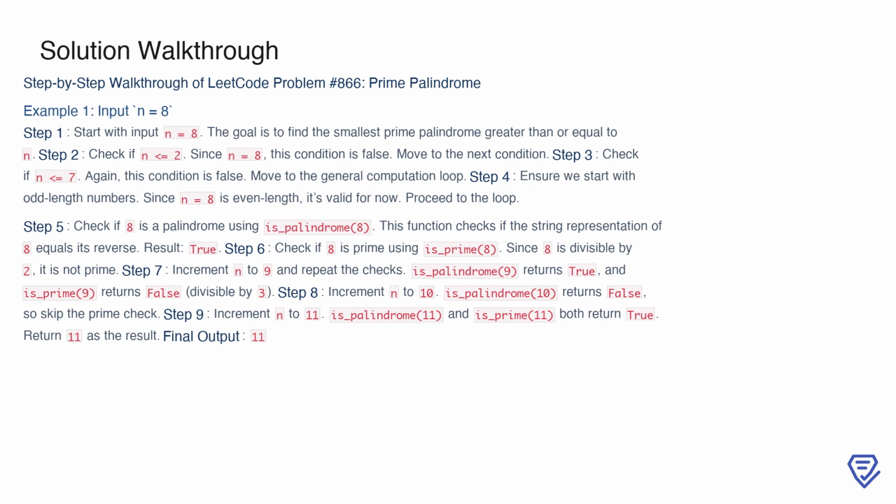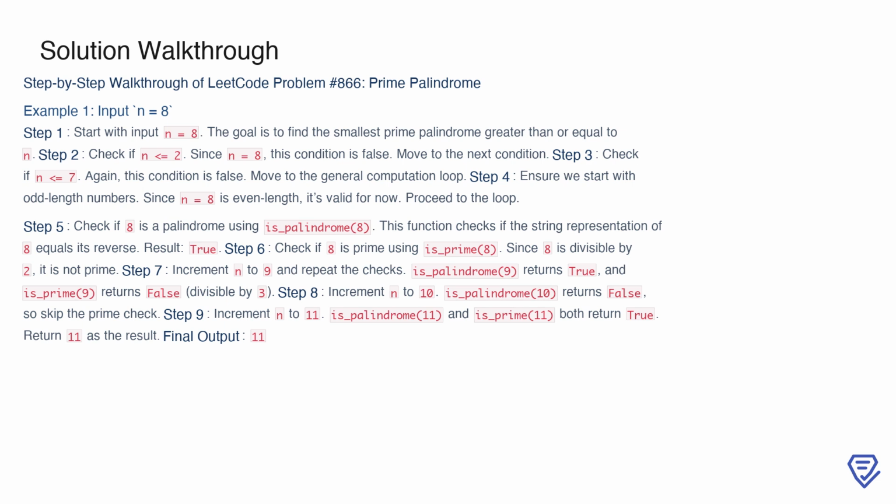To solve this problem, we start with the input value n equals 8. Our goal is to find the smallest prime palindrome that is greater than or equal to n. First, we check if n is less than or equal to 2, but since n equals 8, this condition is false. Next, we check if n is less than or equal to 7, which is also false. This means we proceed to the general computation loop.